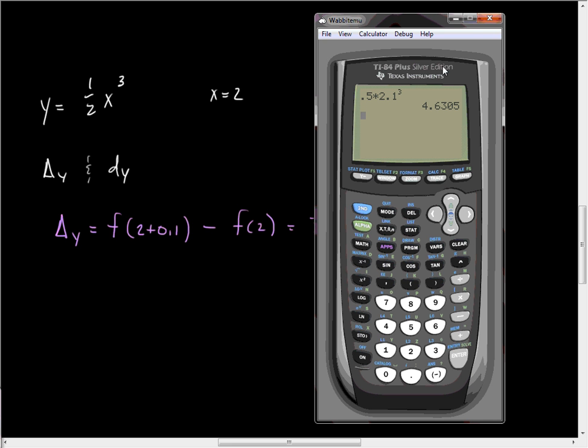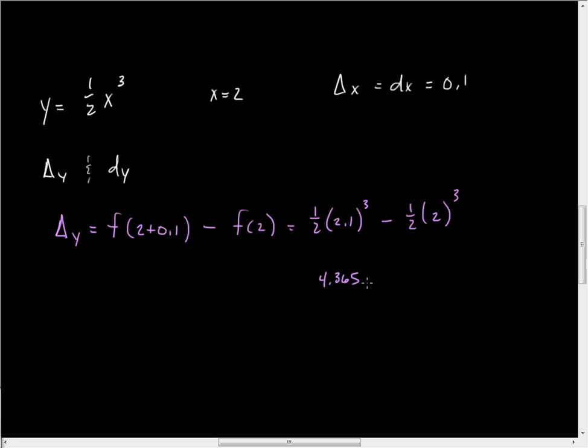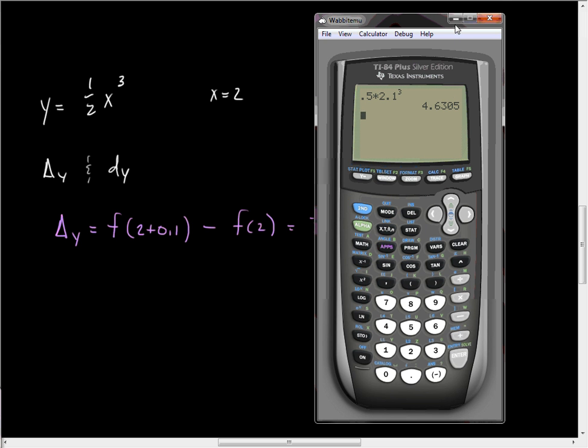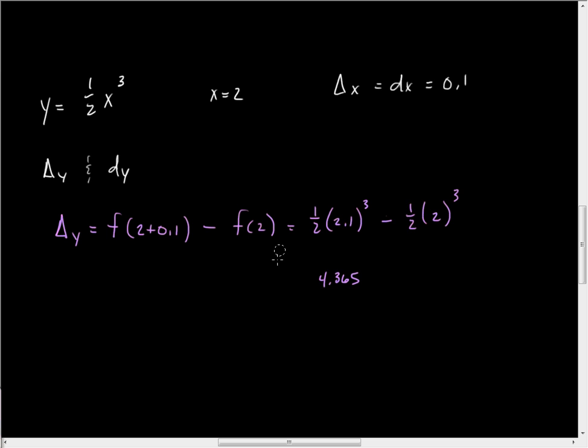Oops, 361, sorry, my bad. I'm still getting that wrong, aren't I? 631. It's 4.631. 4.631 minus, and now this is going to be 8, and 1/2 of that is 4, and so this is 0.631. So delta y is 0.631.